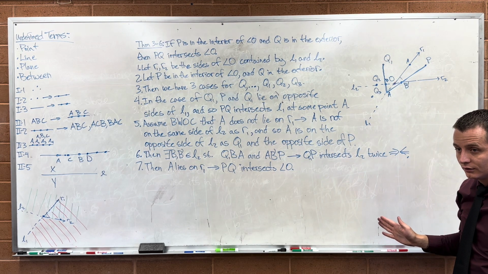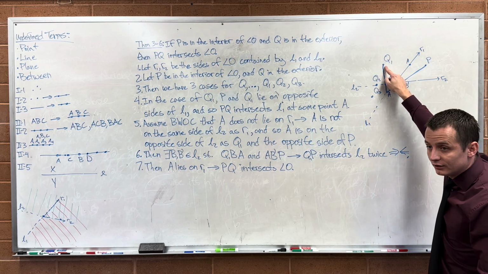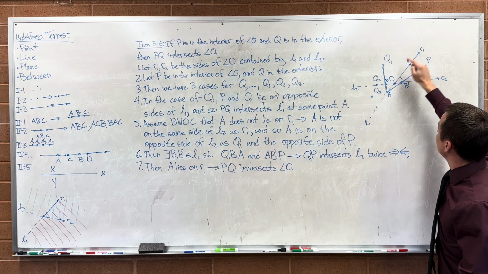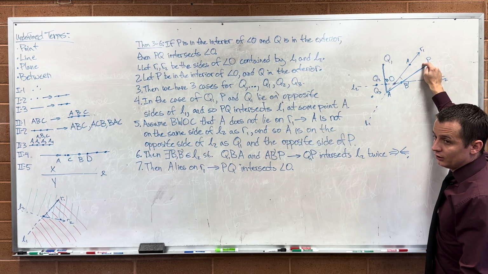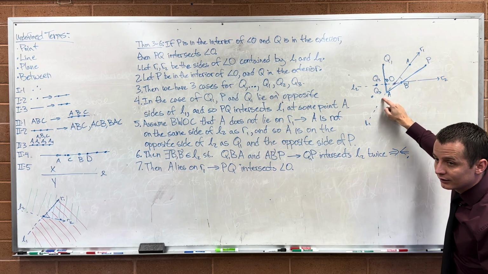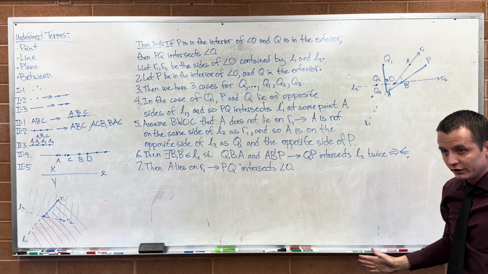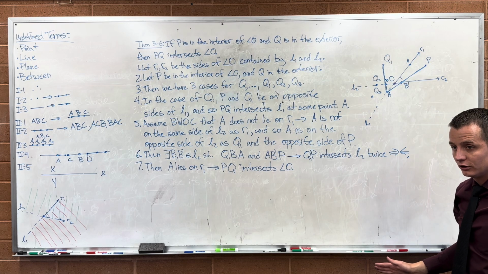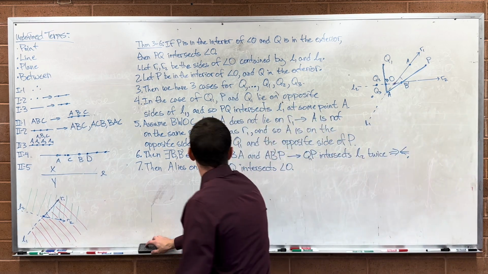So in the case of Q1, A is the point on L1 between Q1 and P. We showed A can't be down here, and so it has to be up here, and so it's on R1. That's our logic so far. Good? Okay. So then the next case.